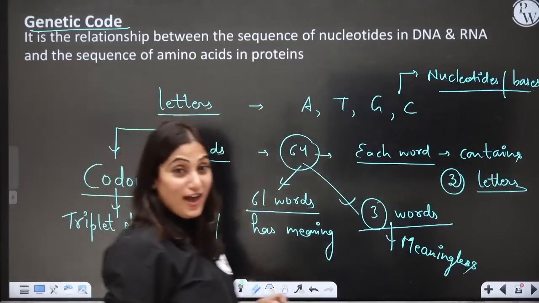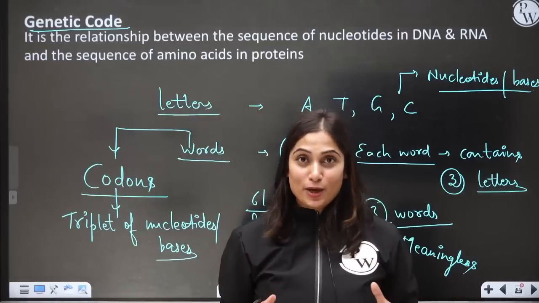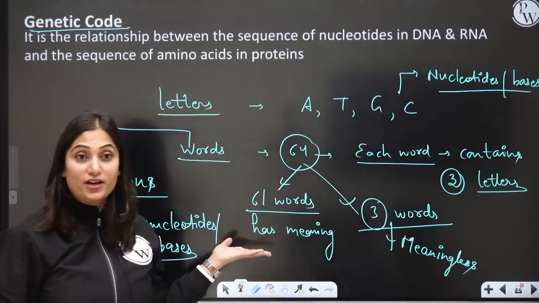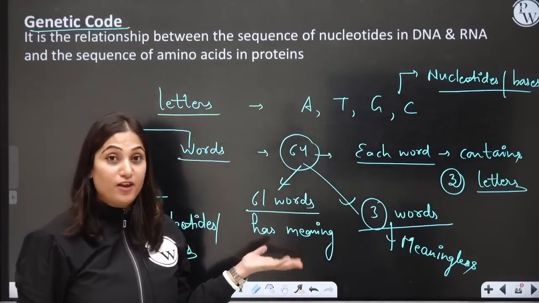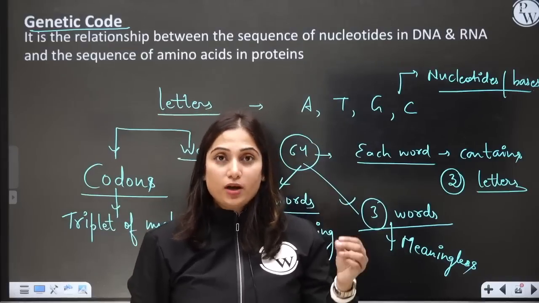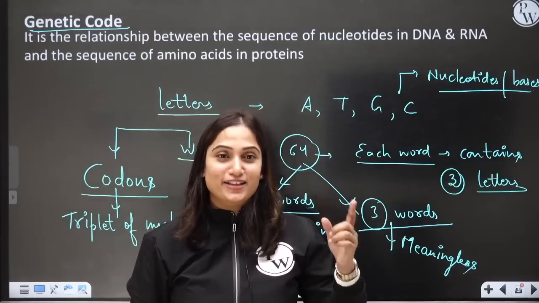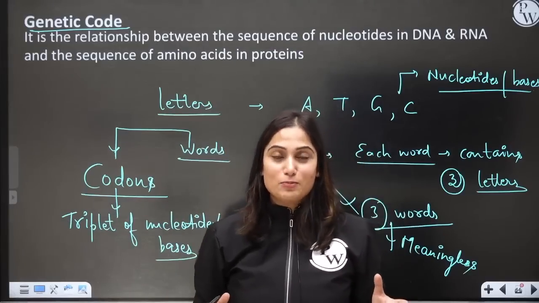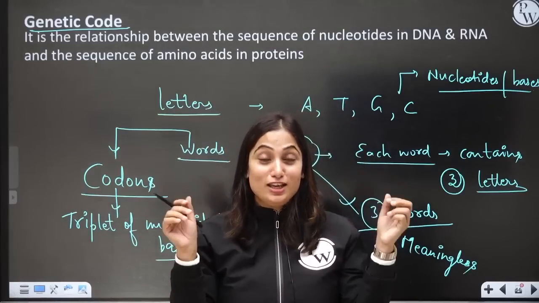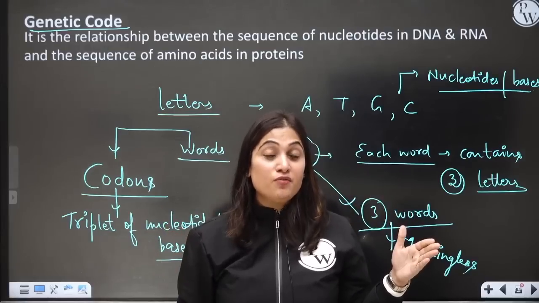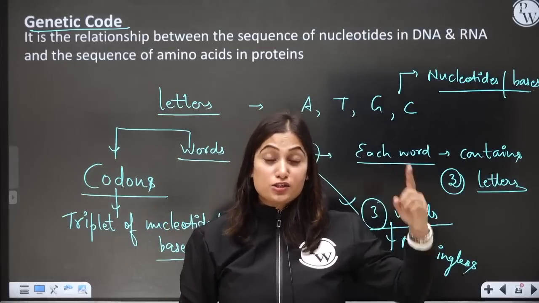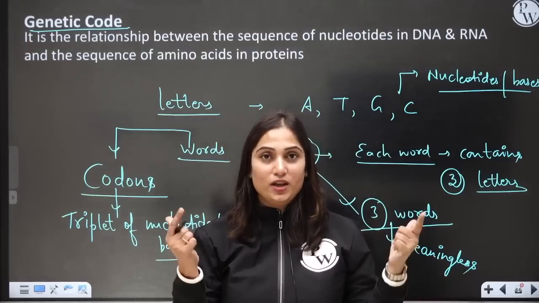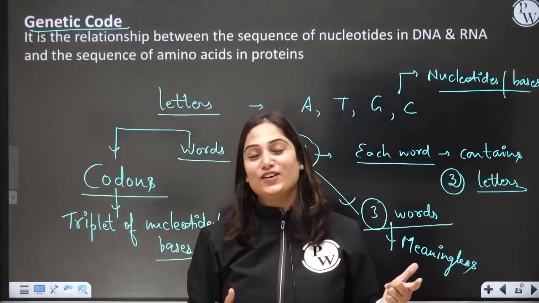So what we want here is to understand this language written on DNA. We'll have to understand the meaning of these 61 words. That means we have to understand which amino acid is coded by each codon. Each codon codes for an amino acid, so the meaning of the word is an amino acid. When we find out for what amino acids the 61 codons present in the DNA code, we will crack the language written on DNA.